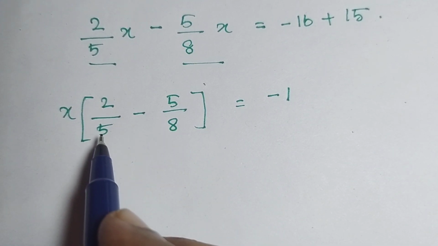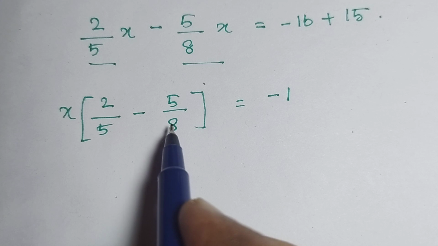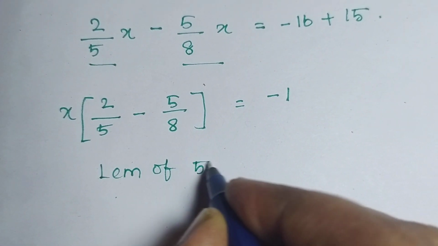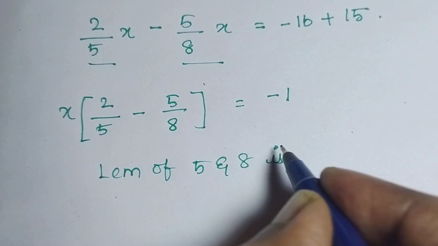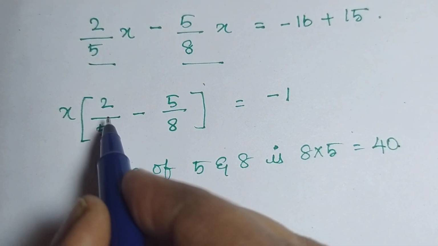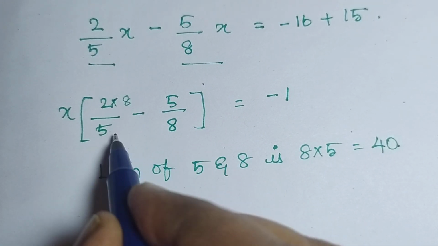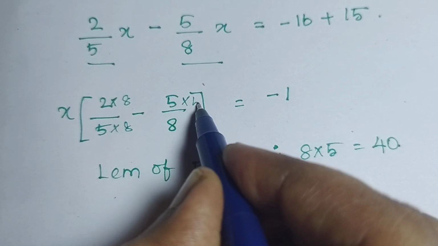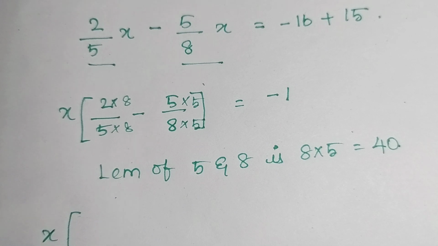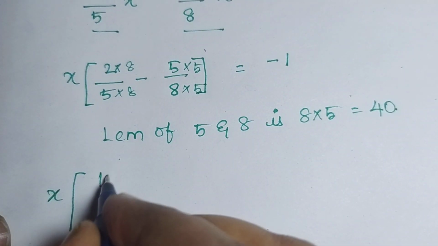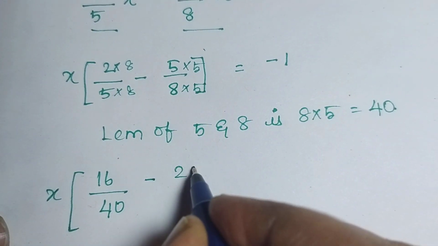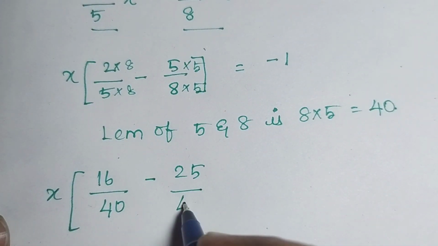There is no common digit between 5 and 8. Therefore the LCM of 5 and 8 is 40. 8 into 5 is 40. So in order to get 40, I am going to multiply this with 8 and 8 here. Similarly, I am going to multiply 5 and 5 here. So therefore this becomes 2 8s are 16 divided by 40, minus 5 5s are 25 divided by 8 5s are 40.